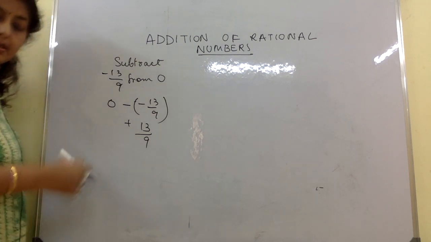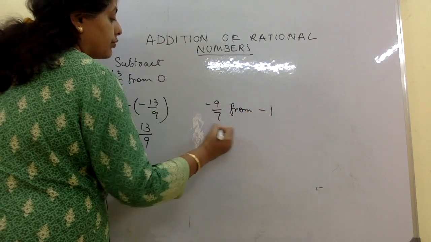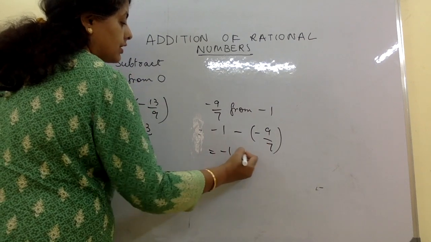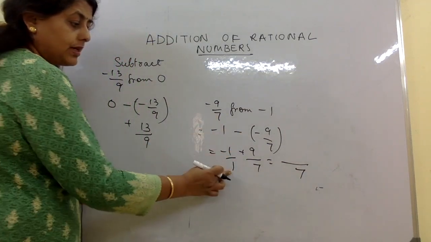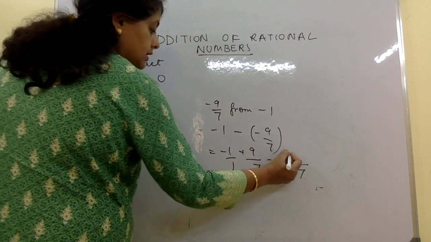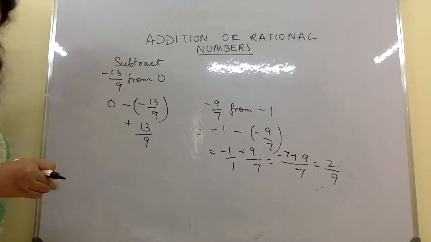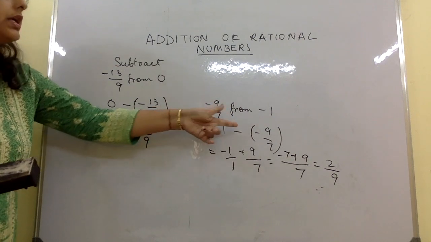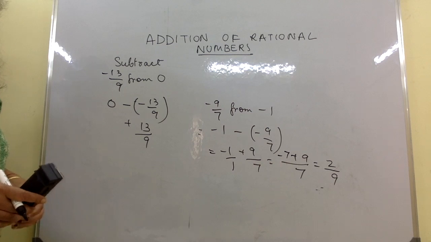Then minus 9 by 7 from minus 1. Put the minus 1 here. Minus 9 by 7. This is minus 1 plus 9 by 7. This is 7. Put a 1 here. 1 and 7's LCM is 7. Then minus 7 plus 9. That is 2 by 7. That is your answer. So positioning them and putting this minus sign is very, very important, even if the next number is a negative one. Okay, you can't miss that negative.